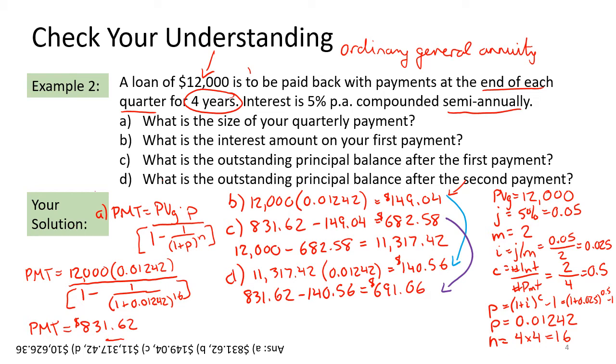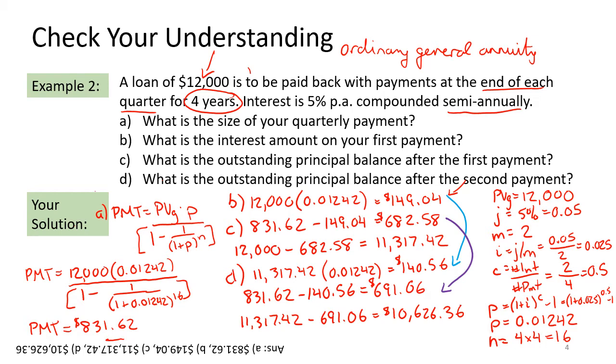Okay? So our last step is to just find the outstanding principal balance. So we started with $11,317.42 because we already made one payment, minus $691.06, the amount we're paying off in this payment for principal. And if we do that, we get $10,626.36. Okay, so they'll keep decreasing time and time and time again.